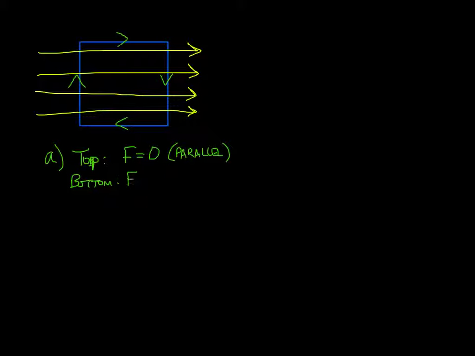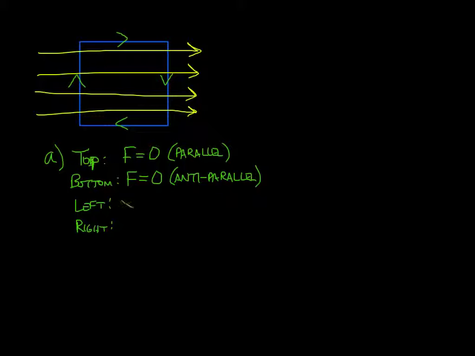Same thing happens in the bottom. Since it's going in the opposite direction of the magnetic field, the force is 0 because the angle between them is 180 degrees, and so whenever the magnetic field is anti-parallel to the current, the force is also 0. Which just leaves the left side and the right side.